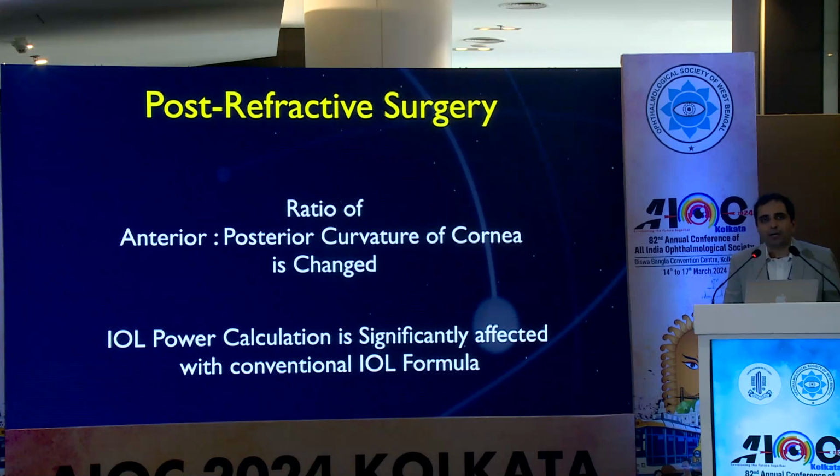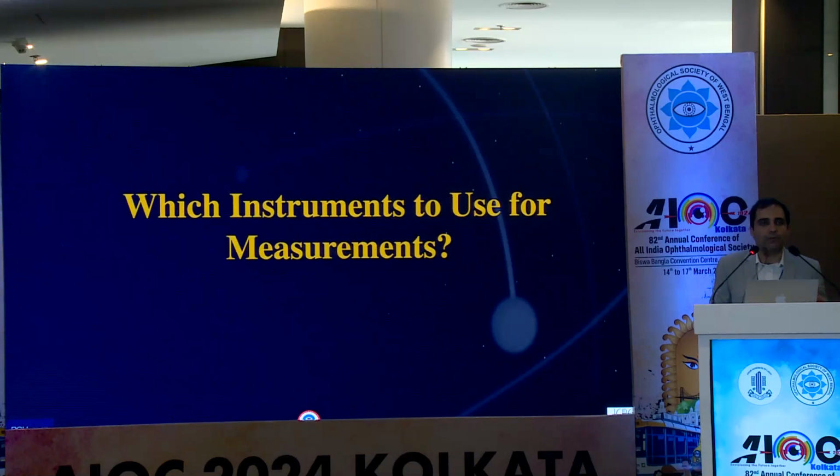Now, why is power calculation in post-refractive surgery eyes different or challenging? It is because the ratio of the anterior and posterior corneal curvature is changed. There is normally a fixed ratio between the curvature of the anterior and the posterior cornea. Whenever a refractive surgery is done, this ratio changes. The anterior cornea either becomes flatter or steeper, but the posterior cornea doesn't change. So the ratio changes. And therefore, the conventional formulas, which are based on a fixed ratio of the anterior and posterior corneal curvature, do not work very accurately. So we need different special formulas.